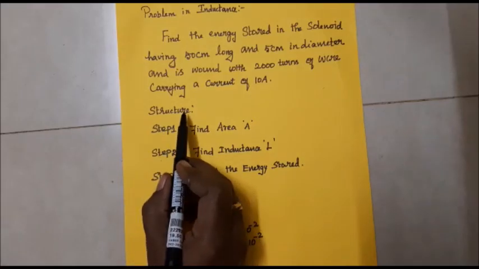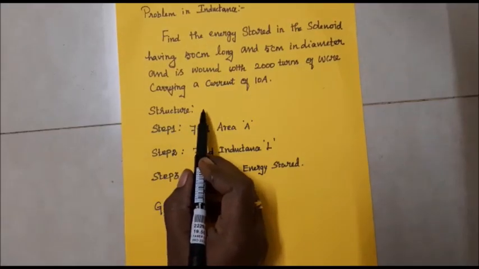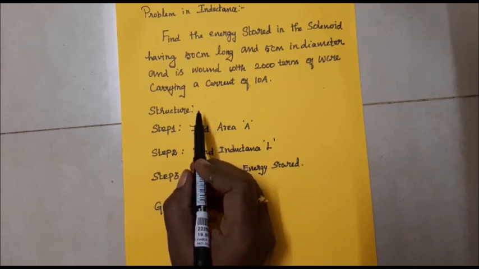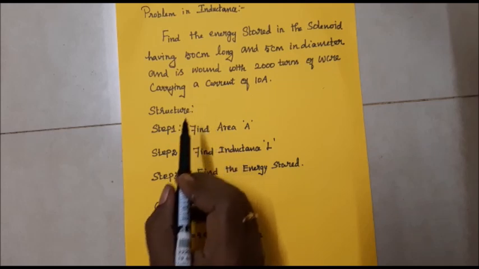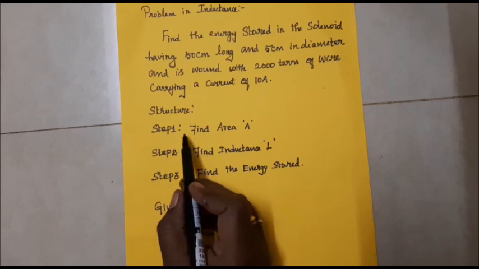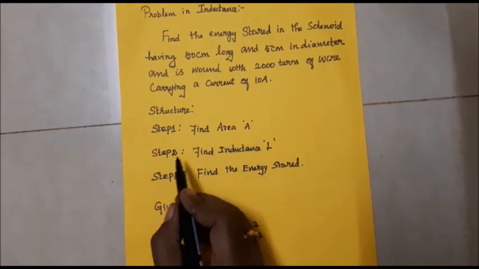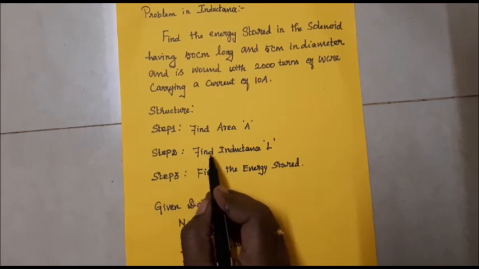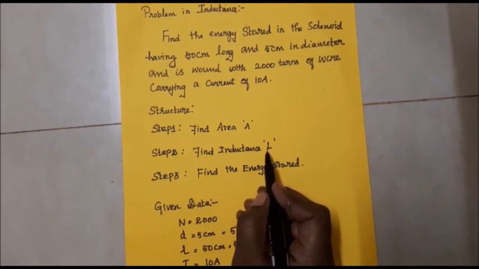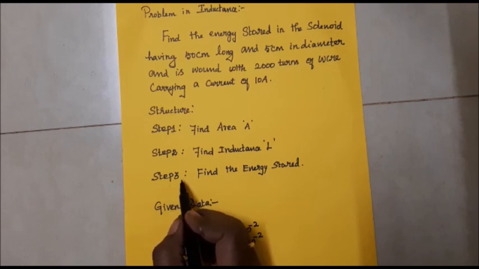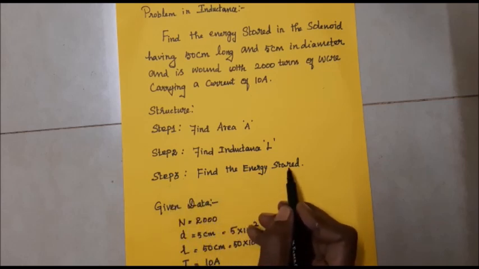Next, we see the procedure to solve the problem in inductance. Our aim is to find the inductance value and the energy stored in the inductance. Step 1 is to find the area, denoted by A. Step 2 is to find the inductance, denoted by L. And the final step, step 3, is to find the energy stored in the inductance.